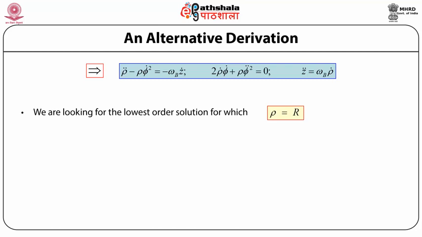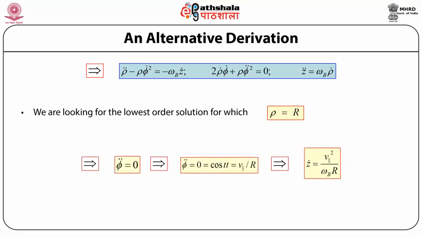We are looking for the lowest order solution for which rho equals r, which implies that rho double dot equals 0 and phi dot equals some constant equals v parallel divided by r, which implies that z dot equals v parallel square divided by omega b r.